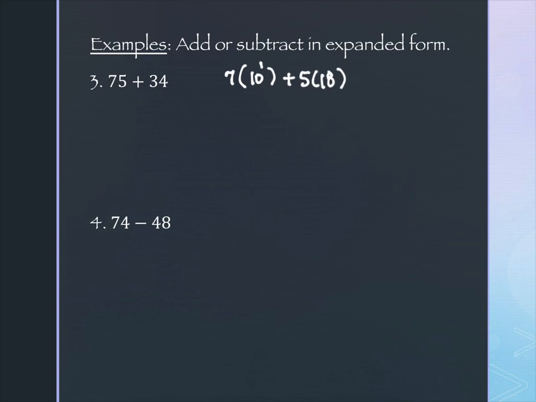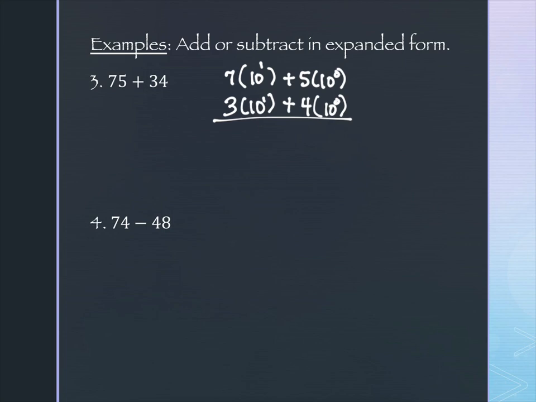Okay? Oops, that didn't end up moving with it. There we go. And then we're going to do the same thing with the number 34. So I have 3 times 10 to the 1 plus 4 times 10 to the 0. Okay, pretty good so far. Just breaking it apart, writing it down more explicitly, really.